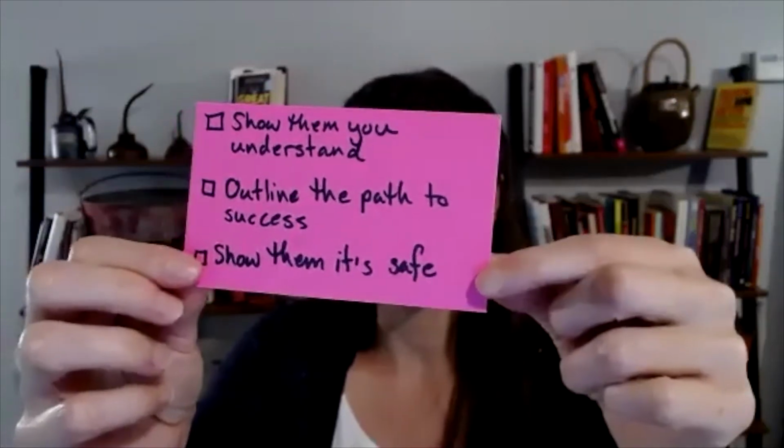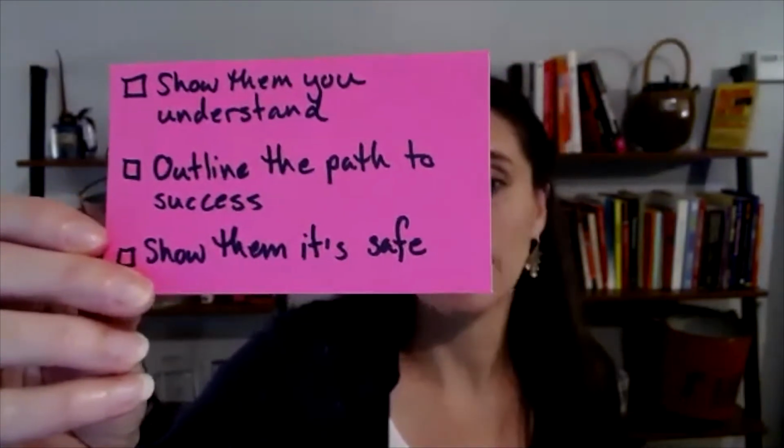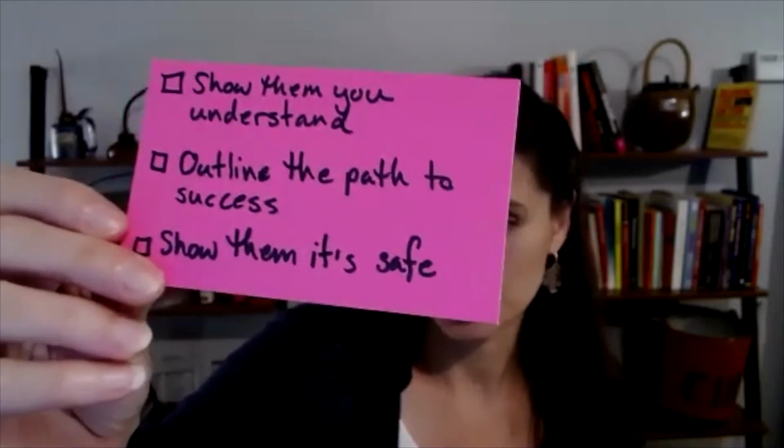You want to show them that you understand. Tell them that, if it's people you serve, you know what they're going through. You understand what they're experiencing and that you know what they're trying to get to. Let them know that you know who they are, even though you haven't met them yet, so they really feel like they belong. Another thing you want to do is outline the path to success. And I'll show you what that can look like.